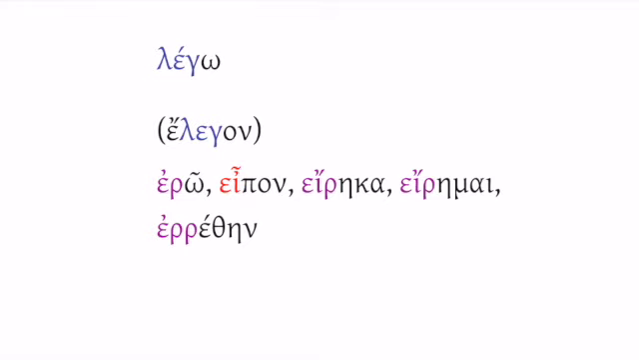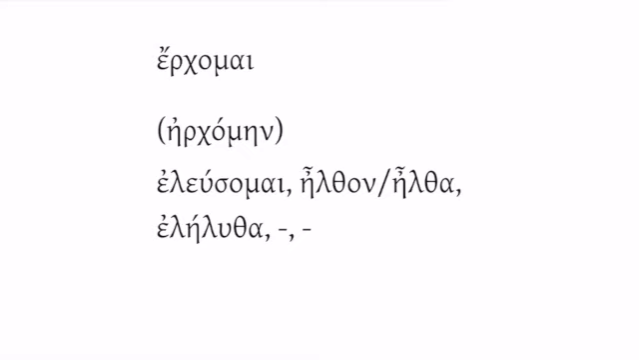Here's lego. Our imperfect is elegon. And then our future is ero. And then the aorist is apen. So this is a good example of a second aorist verb. Here's erkamai. Erkamai is our present tense. Erkamein is our imperfect. Our future is eleusomai. And then the aorist is elthen. And we see it as eltha as well, but elthen is the main way that you'll see that form.